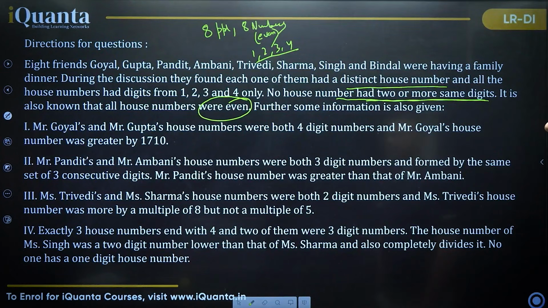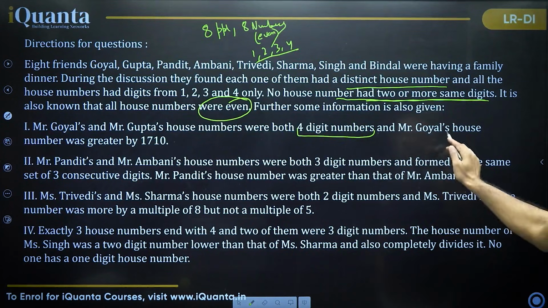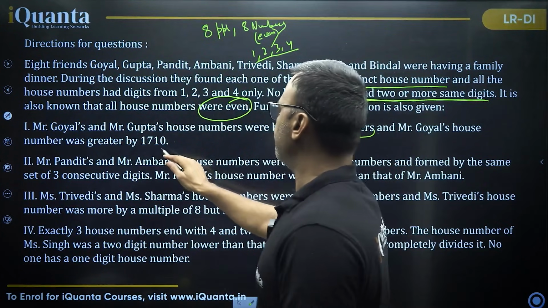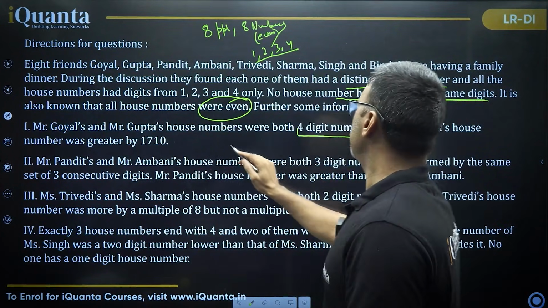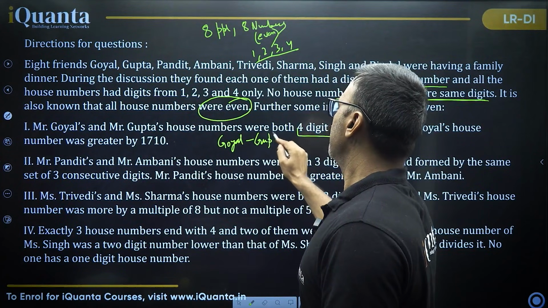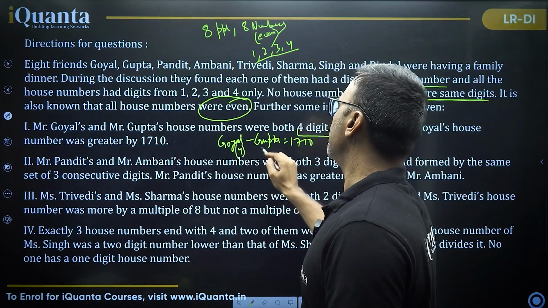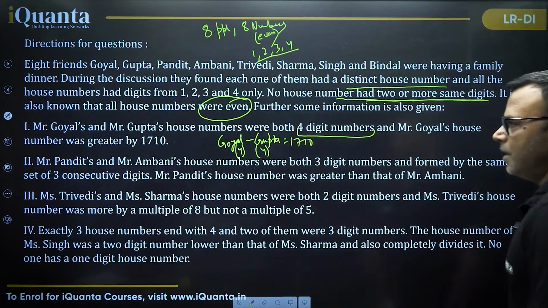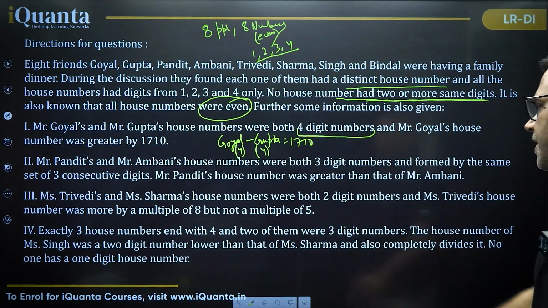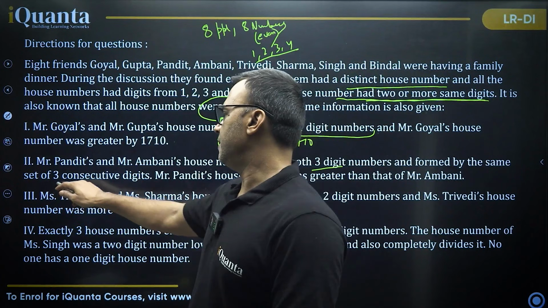Further some information is also given. Mr. Goyal's and Mr. Gupta's house numbers were both 4-digit numbers, and Mr. Goyal's house number was greater by 1710. Nice. This says Goyal minus Gupta is 1710 and both are 4-digit numbers. Pandit and Ambani house numbers were both 3-digit numbers, and formed by the same set of 3 consecutive digits. This is a very good information.